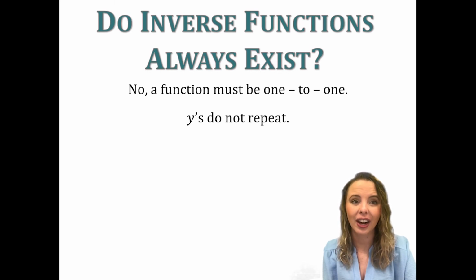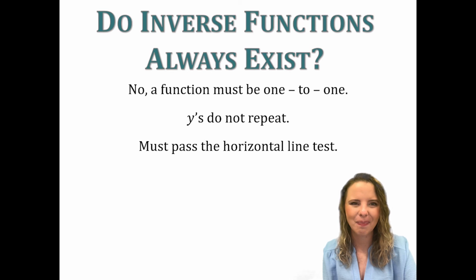So, for a graph to be a function, it must pass the vertical line test. For a function to be a one-to-one function, it must pass the horizontal line test. So, you're going to test it vertically and then horizontally. So, let's look at what this means.